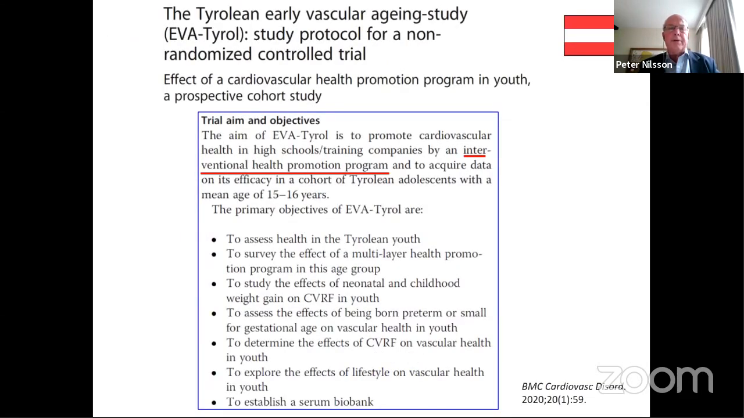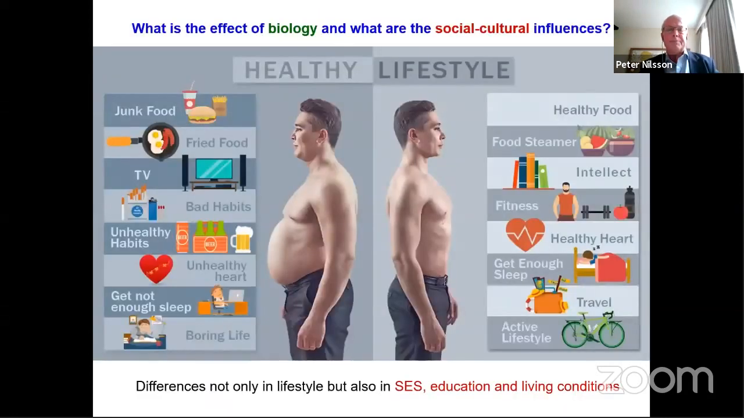In Austria, there is the EVA Tyrol study, an ongoing study, with the intention to promote health, especially in young people, in adolescents, to counteract this vascular aging, EVA development. I think it's very interesting, and we should keep an eye on this study to learn more about the outcome.